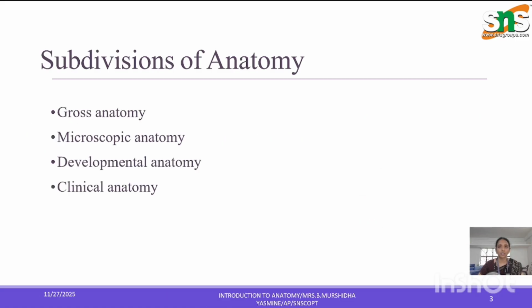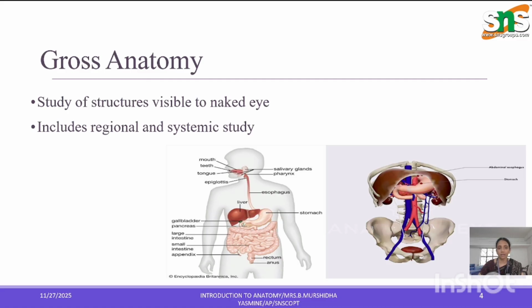What are the subdivisions of anatomy? Anatomy is broadly subdivided into gross anatomy, microscopic anatomy, developmental anatomy, and clinical anatomy. Let's see what those are. Gross anatomy is the study of structures that are visible to our naked eye. It includes regional anatomy and systemic anatomy.